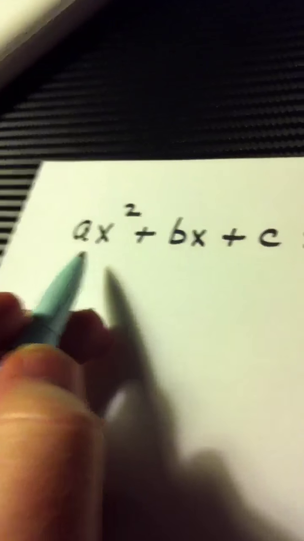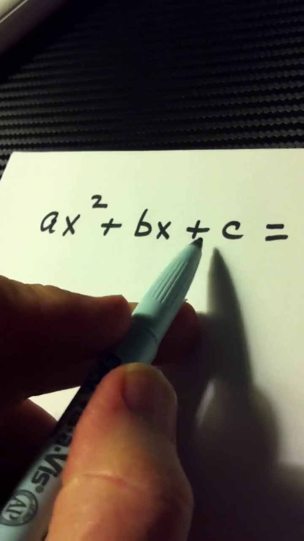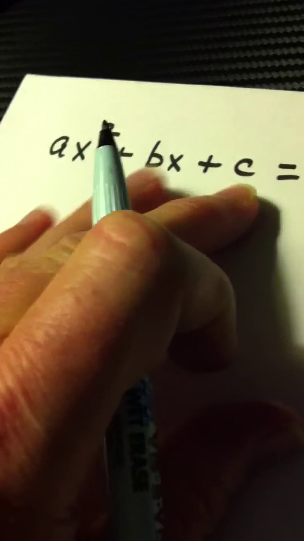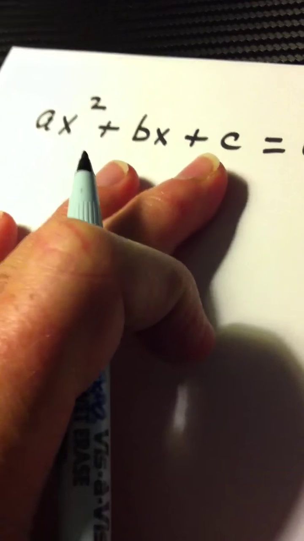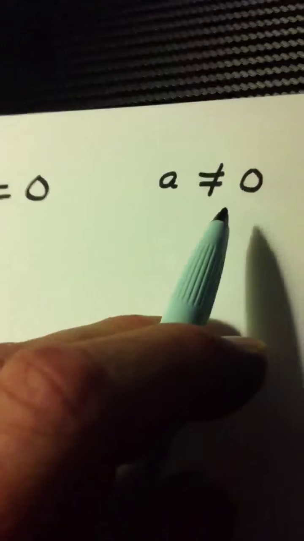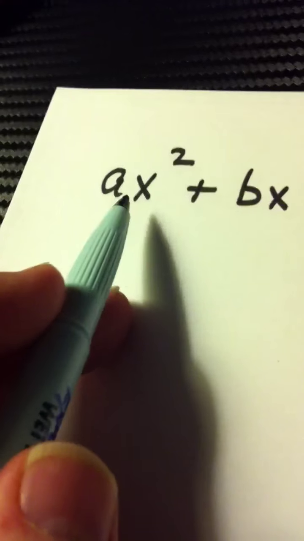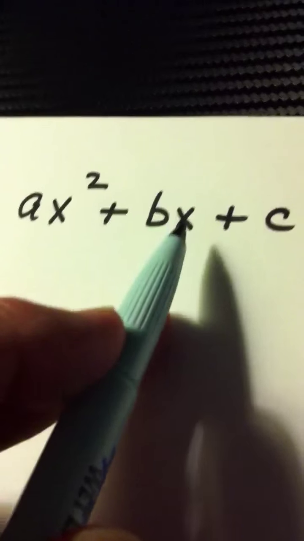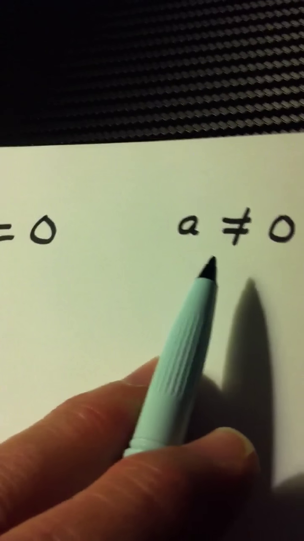You can. ax squared plus bx plus c equals 0 is a quadratic equation, degree 2, so it's quadratic, and it's in standard form. And remember, today in class we said a cannot equal 0. The reason is, if a were 0, this whole term would drop out, and then this would no longer be a degree 2 equation. It would be degree 1. So that's why a can't be 0.